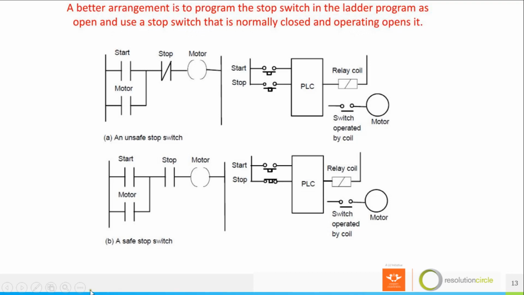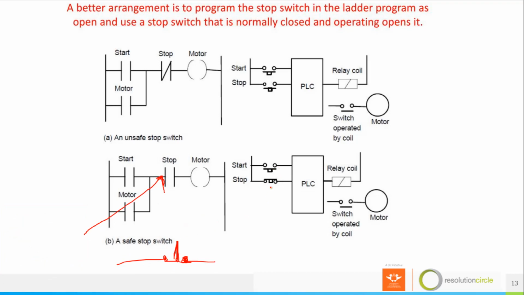Right? And operating it opens it. Right? So your physical push button for a stop will be a normally closed. Right? Then on a PLC you declare it as a normally open, as you can see here. Yeah? Why do we do this? Like this is the way.